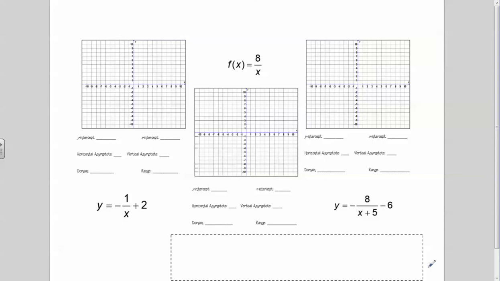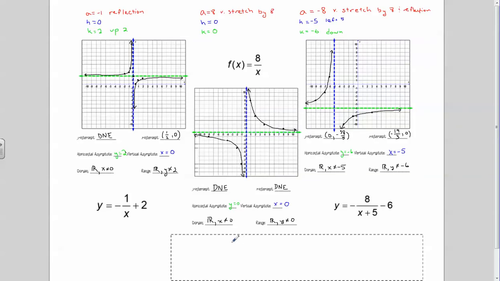Alright, hopefully you've had a chance to complete these. So let's take a look at the answers. So for this first one, y equals negative 1 over x plus 2. Let's look at our a, h, and k values. A is a negative 1. Don't forget this negative goes with the a.